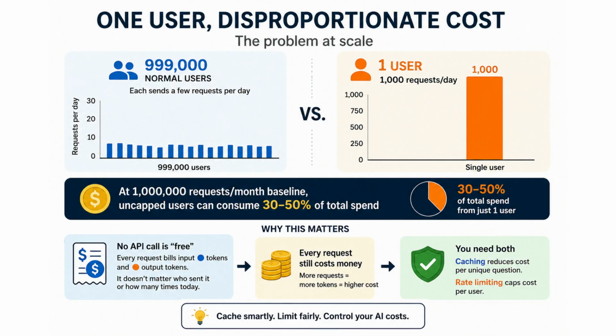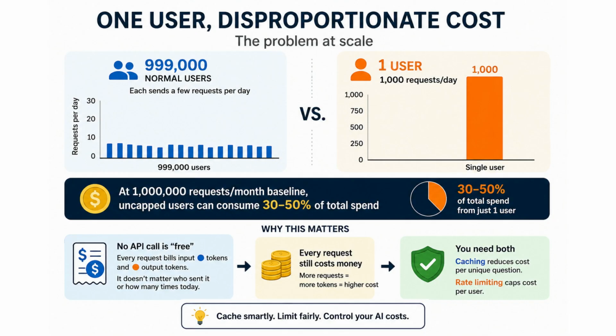Instead of allowing unlimited requests, we set a maximum number that each user can send within a specific time window. For example, you might allow 20 requests per minute for each user. If someone exceeds that limit, new requests are temporarily blocked until the next minute begins.